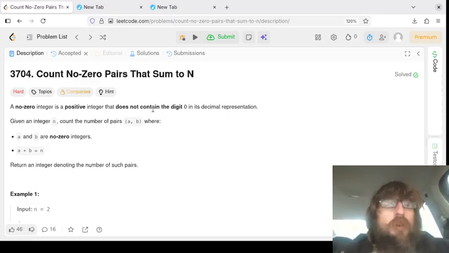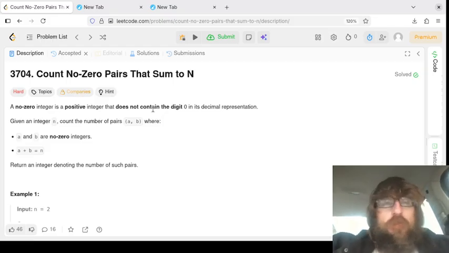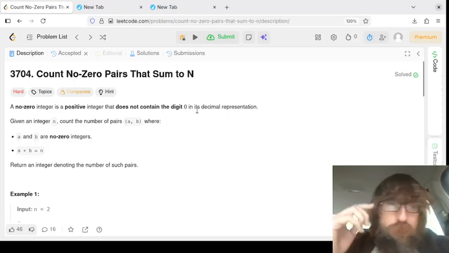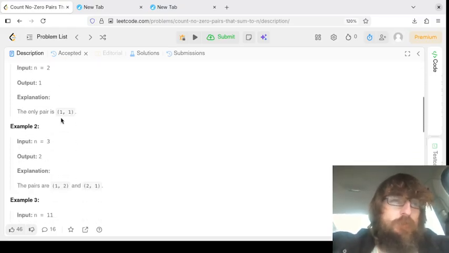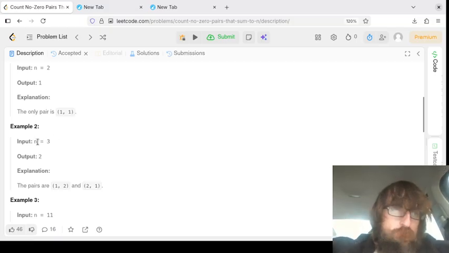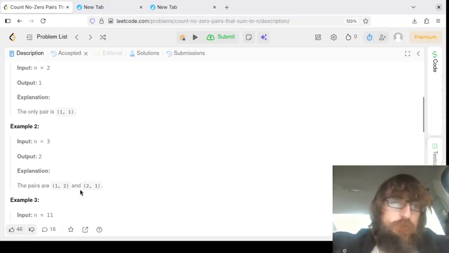Okay. A no zero integer is a positive integer that does not contain the digit 0 in its decimal representation. Given an integer n, count the number of pairs a, b, where a and b are no zero integers, a plus b is equal to n. Return an integer denoting the number of such pairs. So they give some examples. For n equals 2, output is 1, pair is 1, 1. n equals 3, the output's 2, the pairs are 1, 2, and 2, 1. Note that the symmetric pairs are counted as distinct.